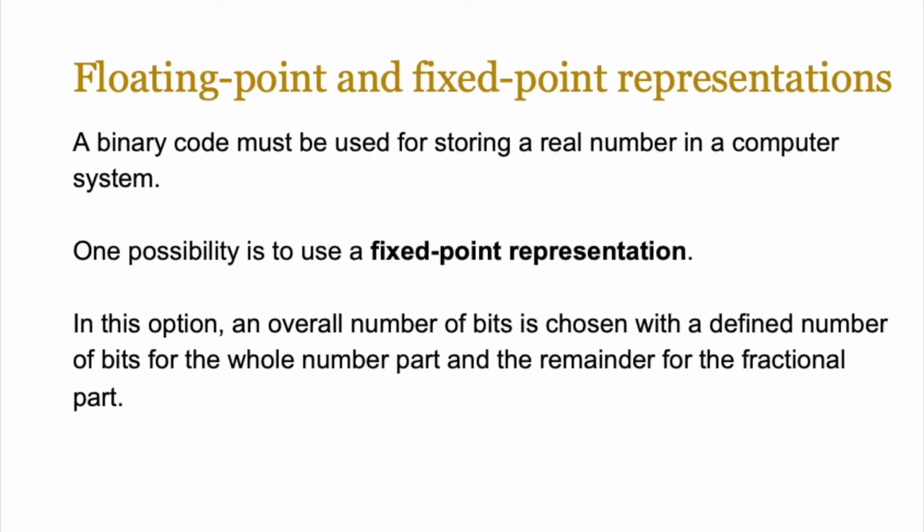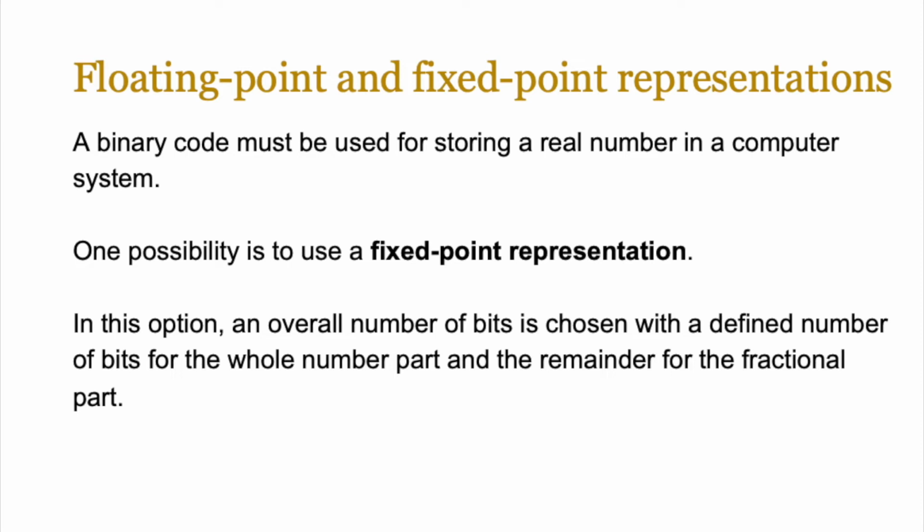Now, what's the difference between floating point and fixed point representations? Well, a binary code must be used for storing a real number in a computer system because computers only understand two particular values. So one possibility is to use a fixed point representation, and that's what we have been using so far since year 12. In this option, an overall number of bits is chosen with a defined number of bits for the whole number part and the remainder for the fractional part, like 5 for the integer part and 3 for the fractional part in an 8-bit system.